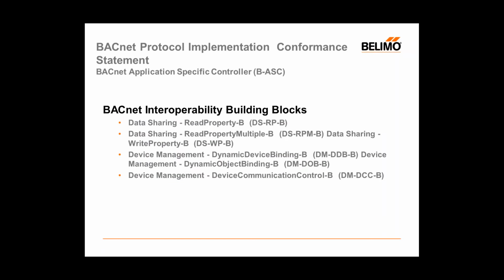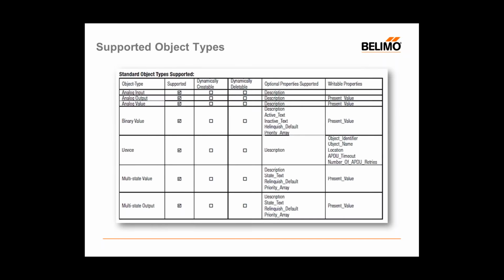Just a little bit about our PICS statement, which is available both in our communication document and our tech document. The Energy Valve is a BACnet application-specific controller, or a server-type controller. As you can see, all of our rewrite properties are type B. So it is a type B property, BACnet application-specific controller. The supported objects are going to be both analog inputs and outputs, analog values, binary values, device, both multi-state value and multi-state output.